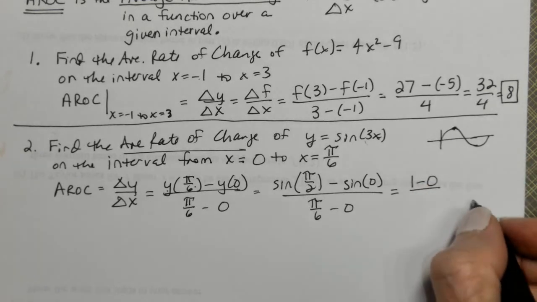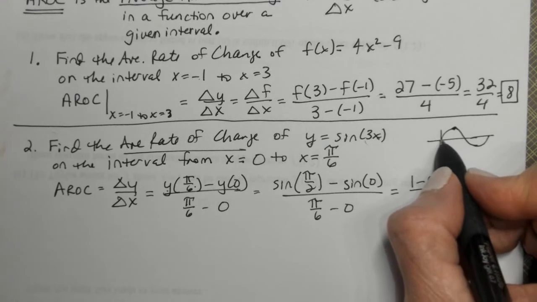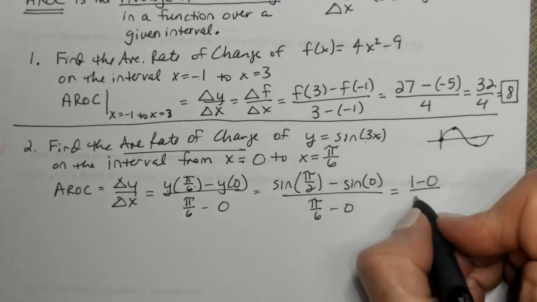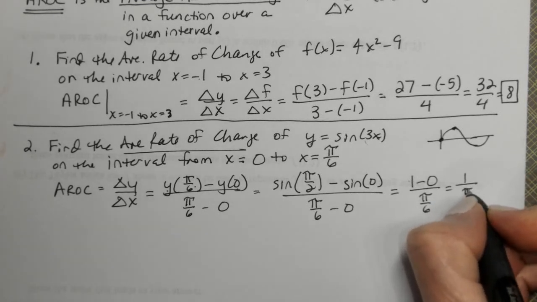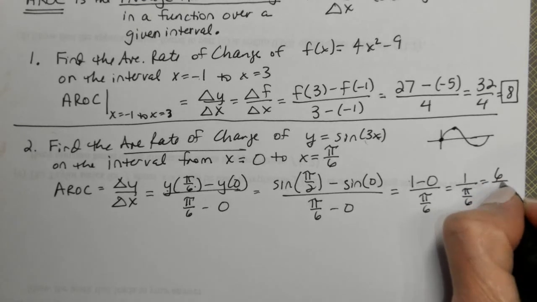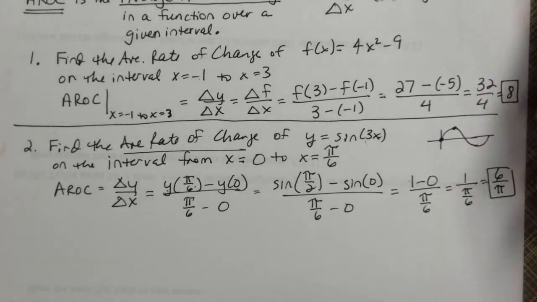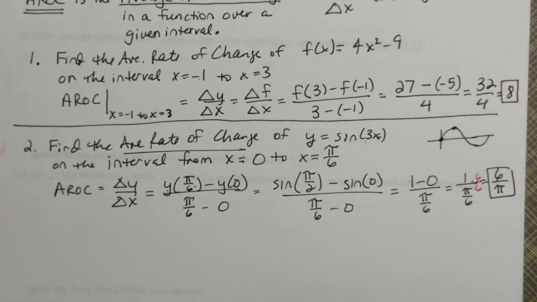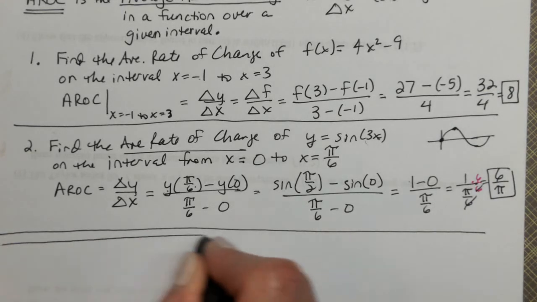So we have 1 minus, oh, and I jumped the gun here. Sine of 0 is 0. So we have 1 minus 0 in the numerator and pi over 6 in the denominator. And that is 1 divided by pi over 6, which is 6 over pi. You can think of that as multiplying top and bottom by a 6 to get 6 over pi. Okay, and that is average rate of change. That is our AROC.